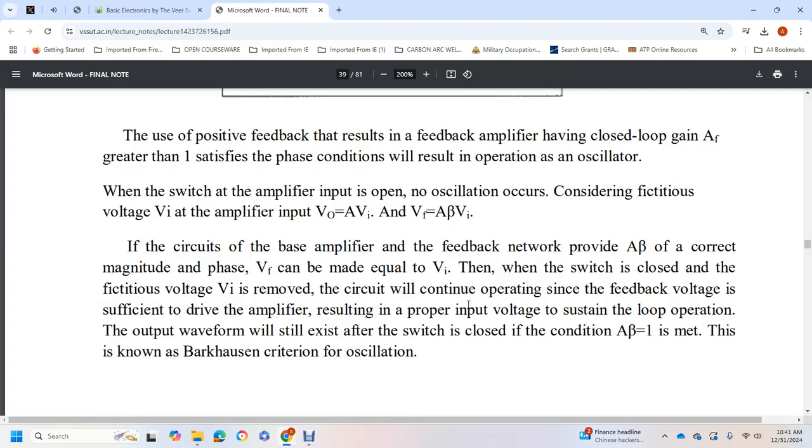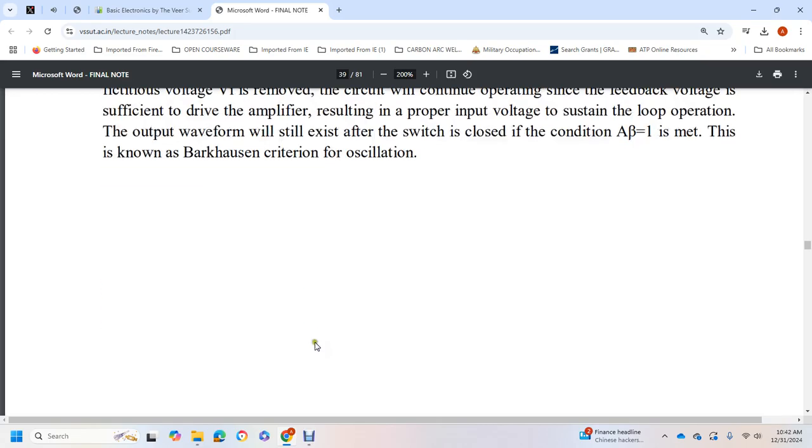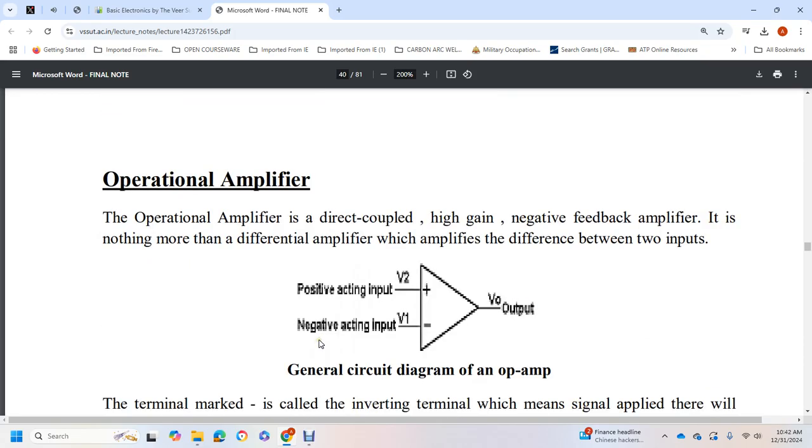The feedback voltage at the frequency will be equal to the input voltage when the switch is closed with the fictitious voltage input. With the fictitious input removed, the circuit will continue operating, since the feedback voltage is sufficient to drive the amplifier, resulting in the proper input voltage to sustain the loop operation. The output waveform still exists as the switch is closed, with the condition Aβ = 1 met. This is known as the Barkhausen criterion for oscillation.